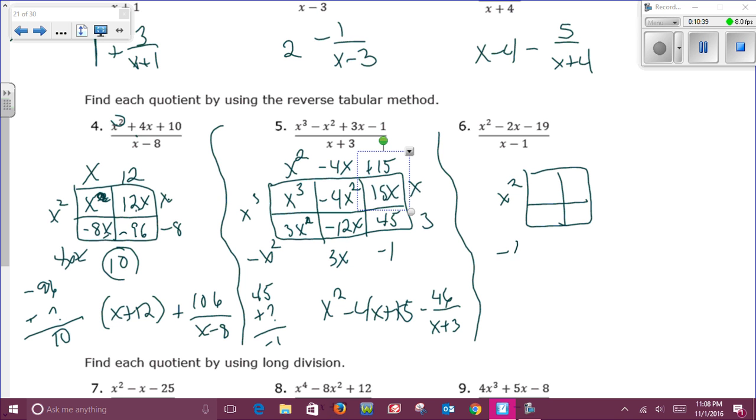x squared, negative 2x, negative 19, divided by x minus 1. Well, this has to be x squared, so I multiply x by x to get x squared, so x times negative 1 is negative x. I need that to add up to negative 2x, so that means this has to be negative x, which means I have to multiply that by negative 1. So I end up with a positive 1.